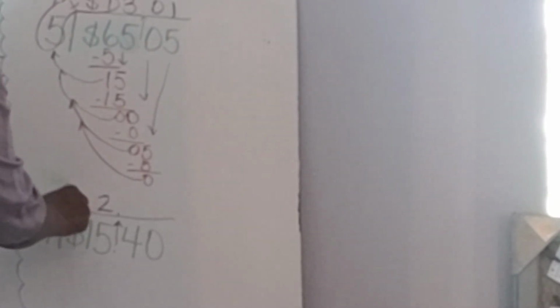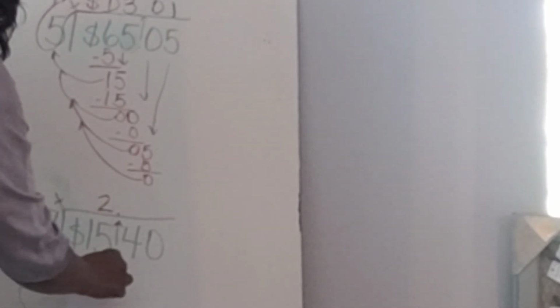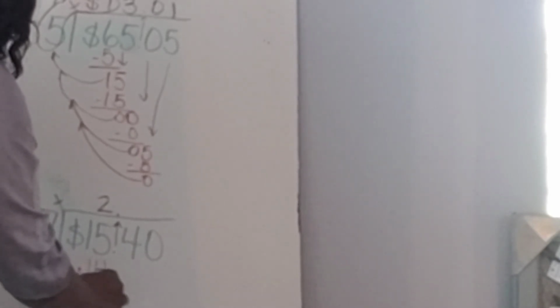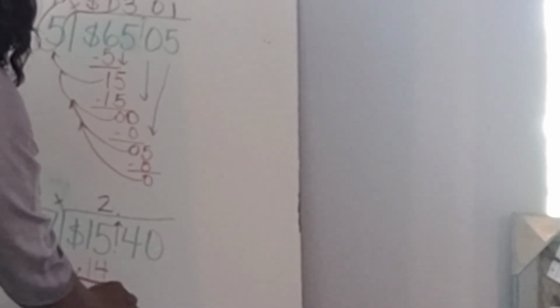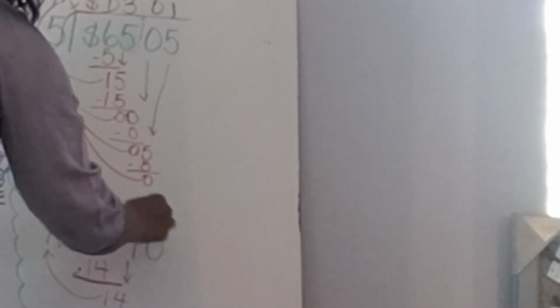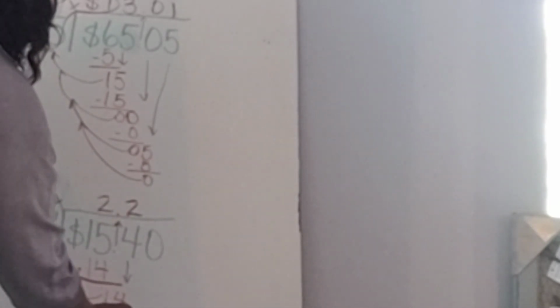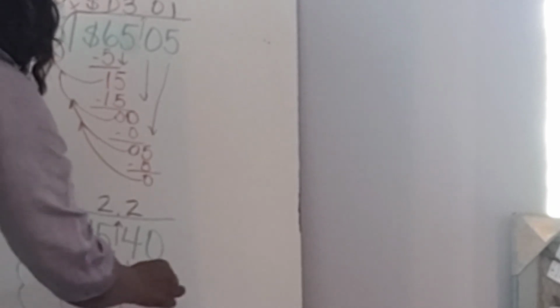Then I multiply 7 times 2, 14, 15 minus 14, 1, compare, it is less, bring down my 4, and now I'm going to divide how many 7s are in 14. Well, obviously, again, it's going to be 2, right? 2 times 7, we already know, is 14. We just finished saying that. And compare, subtract, compare, bring down my 0.